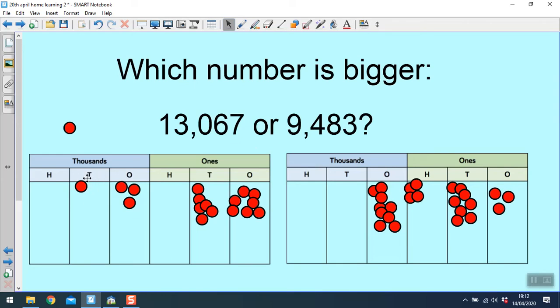Okay, so this just shows us really clearly that 13,067 is bigger because this number has got tens of thousands. It's got 1 tens of thousands number, but this hasn't got any in that column. So although the thousands number is bigger in terms of this column, this one is the smaller number because it doesn't have any tens of thousands.